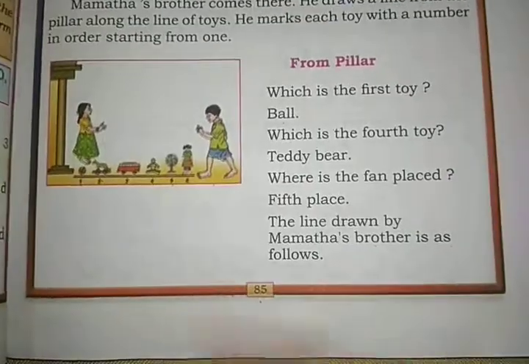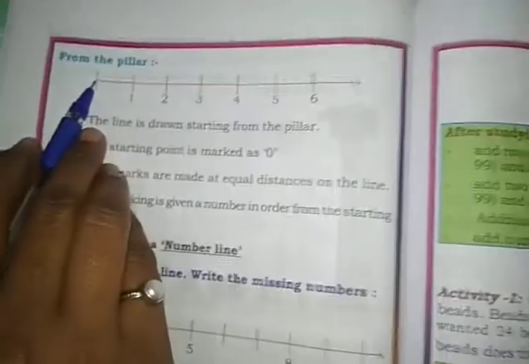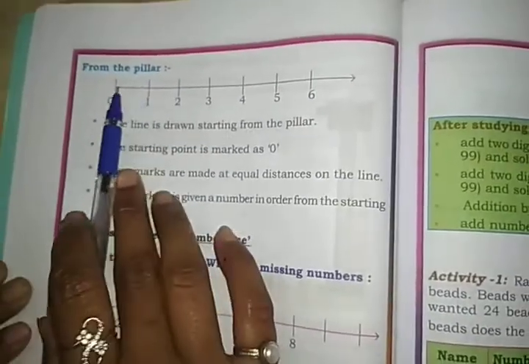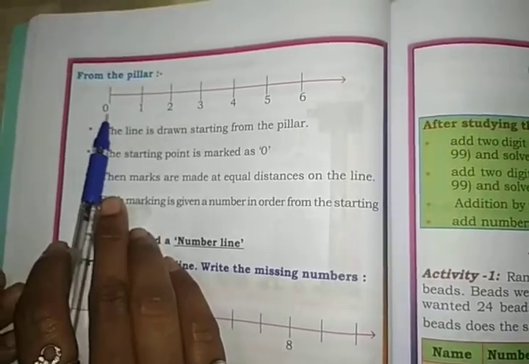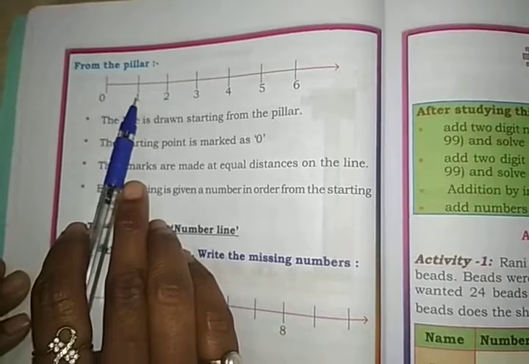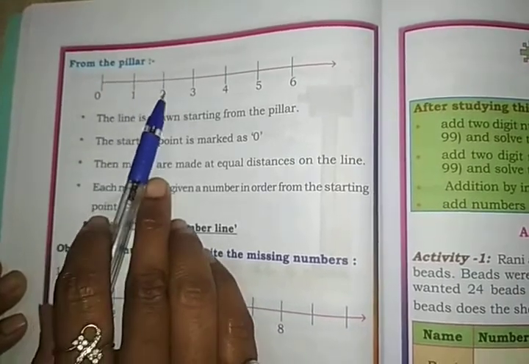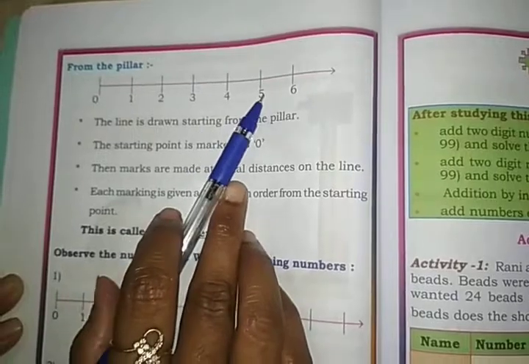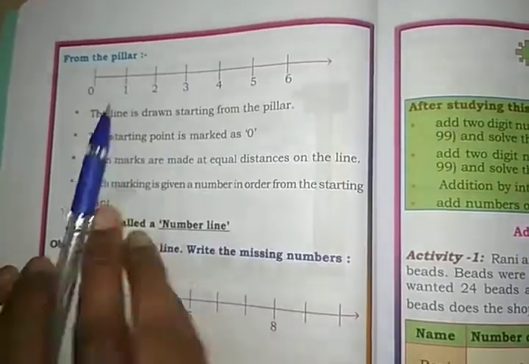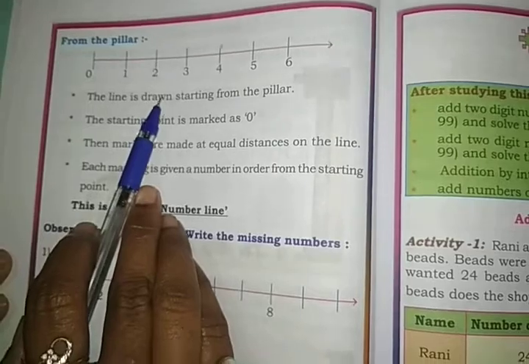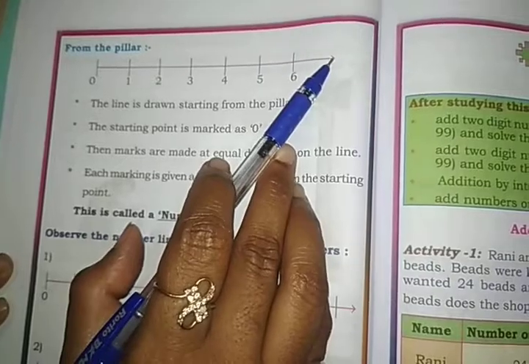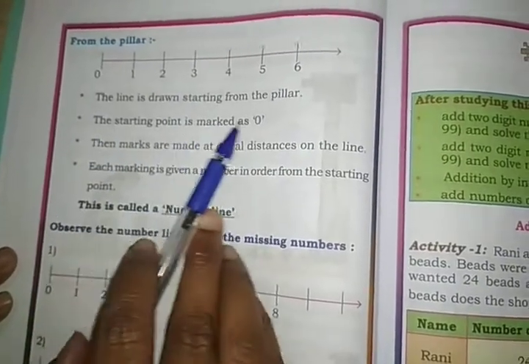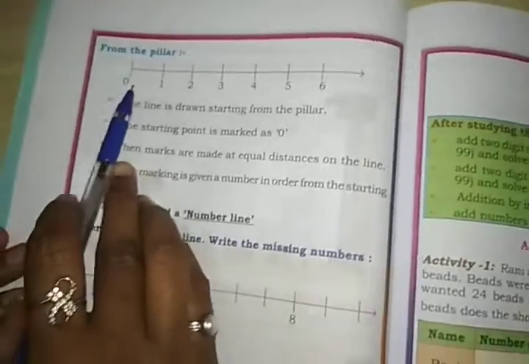Here you see, we go to page number 86. From the pillar, see, this is a number line. The origin of the number line is marked as 0, the starting point. Later, 1, 2, 3, 4, 5, 6 and so on. See, the line is drawn starting from the pillar. The starting point is marked as 0.